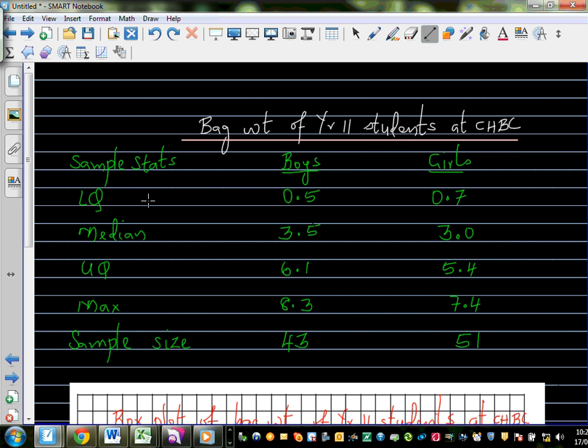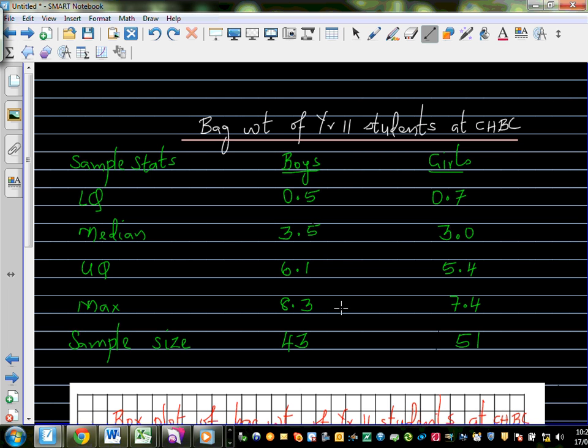The lower quartile for boys and girls are respectively 0.5 and 0.7. Median is 3.5, 3. Upper quartile is 6.1, 5.4. Maximum is 8.3, 7.4. Boys had a sample of 43 students and girls had a sample of 51.